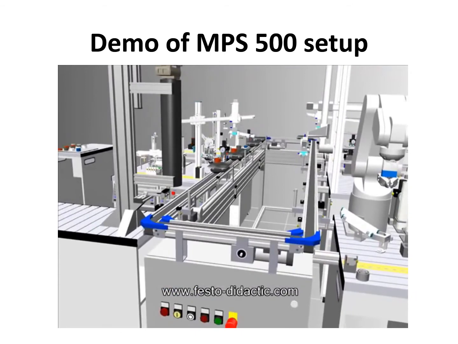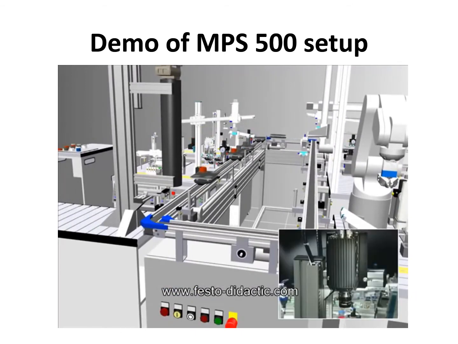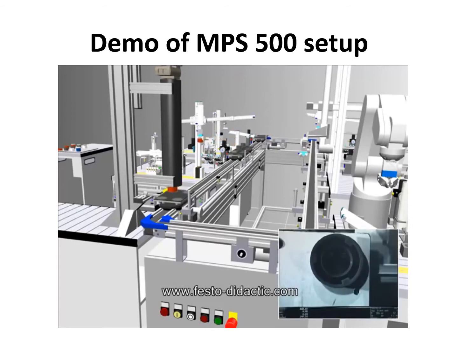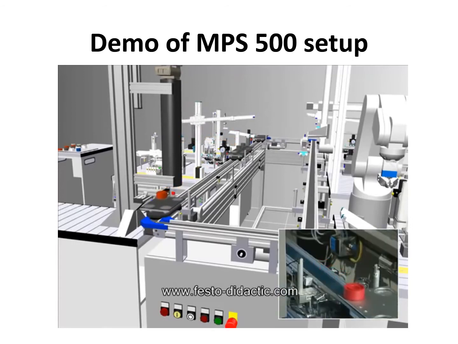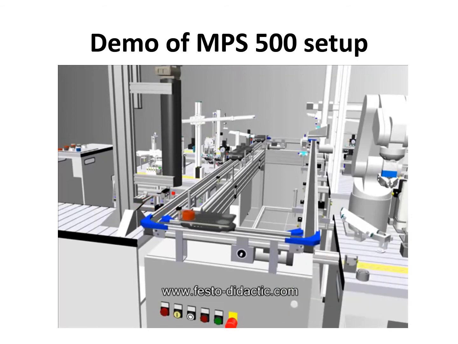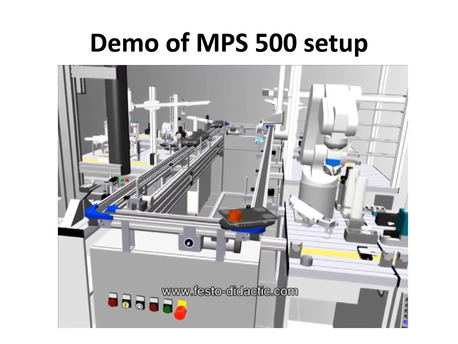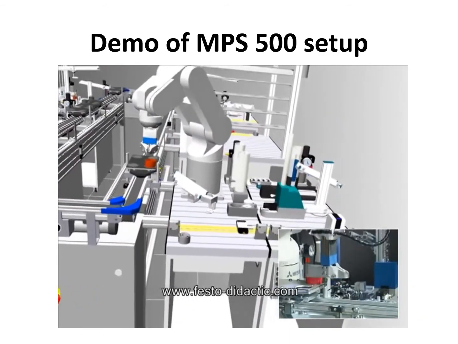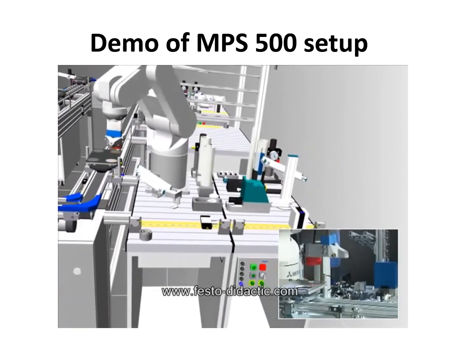Here we have a vision station. In the vision station, again, we could check the part visually and see if the part is processed normally, if the part is not defective, so the part could be passed to the assembly station.